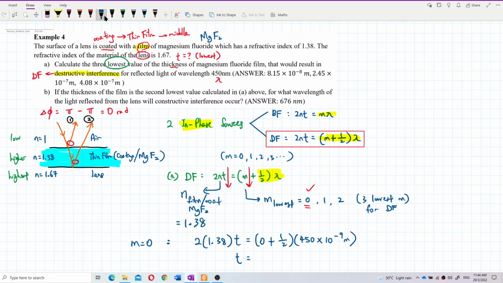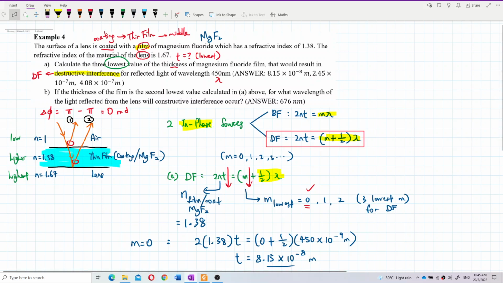Let's find out. So 2 times 1.38, and then 450 exponent -9 multiplied by this 0 plus half, which is 0.5, divided by this answer. So I got the first thickness as 8.15 exponent -8 meter. That's the first answer.